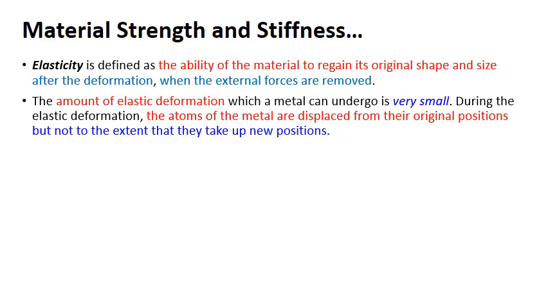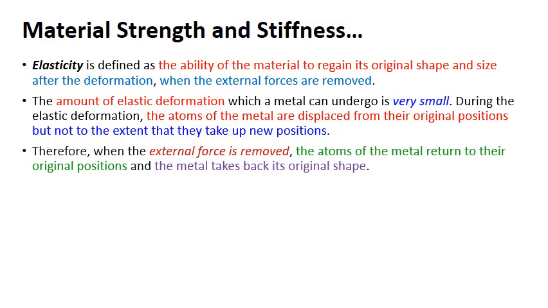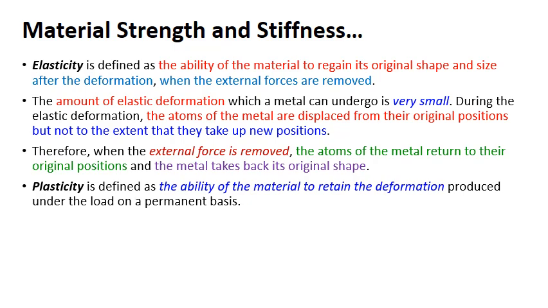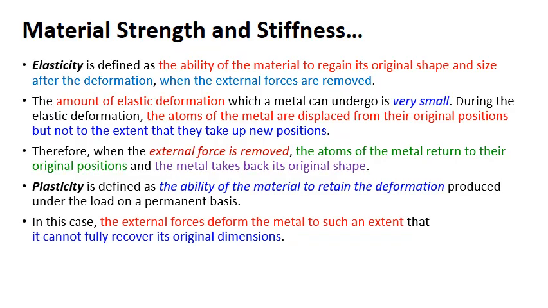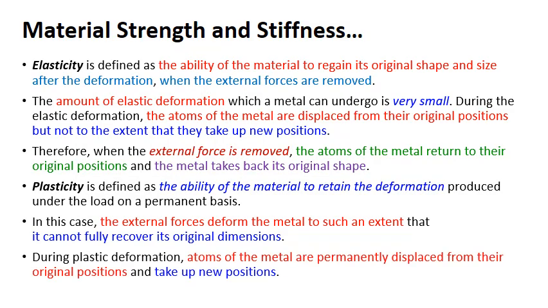During elastic deformation, the atoms are displaced from their original positions, but they will not take up new positions. That is why when you remove the load, they come back to their original positions and the original shape. Plasticity: here the material will retain the deformation, a permanent deformation, right? In this case, the atoms are permanently displaced from their original positions and take up new positions, and hence upon removal of the load, it may not be able to come back to its original position.